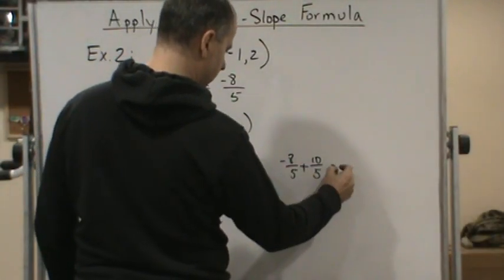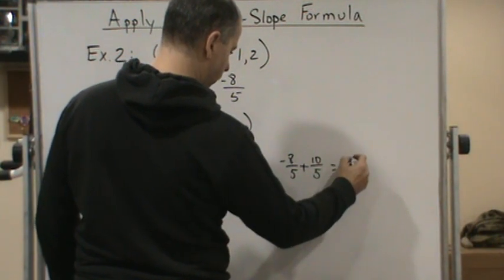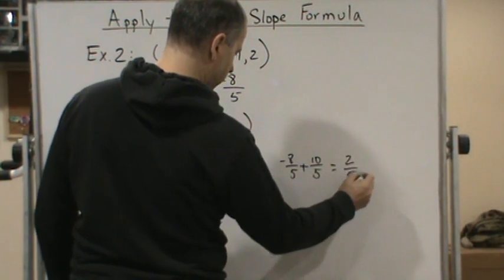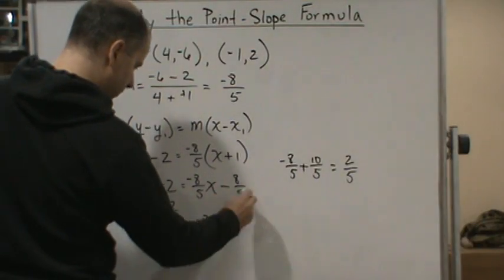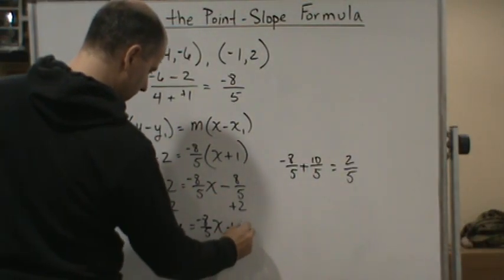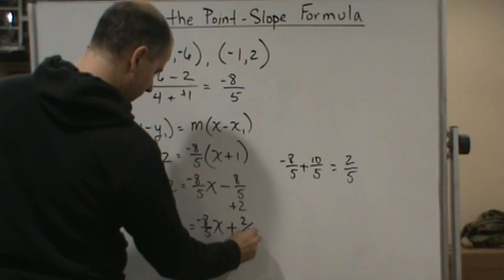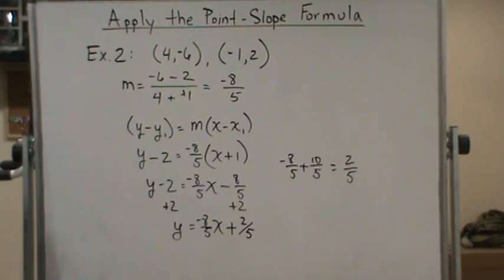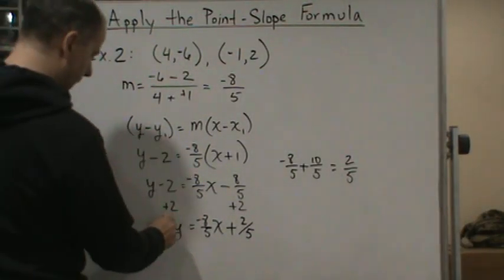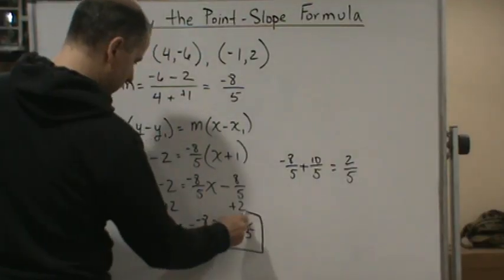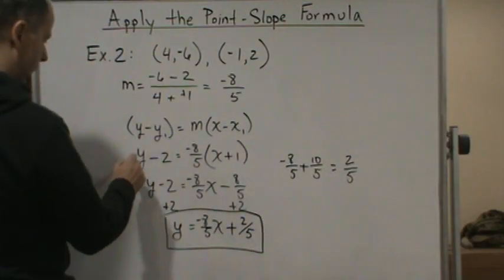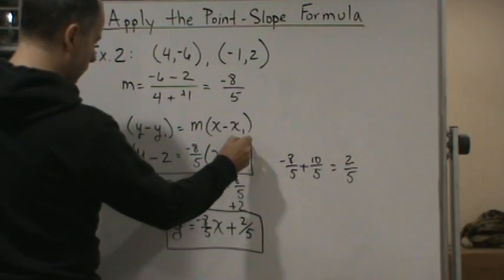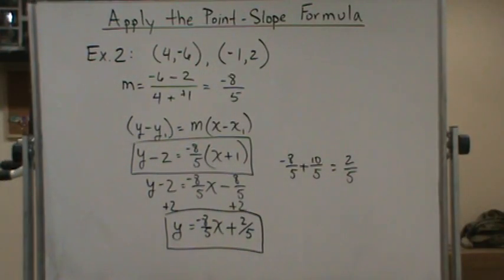-8 plus 10, which is 2. So I get 2/5. So this is going to become plus 2/5. And now I'm done. Now I've got it in slope-intercept form. So here was point-slope form and slope-intercept form.